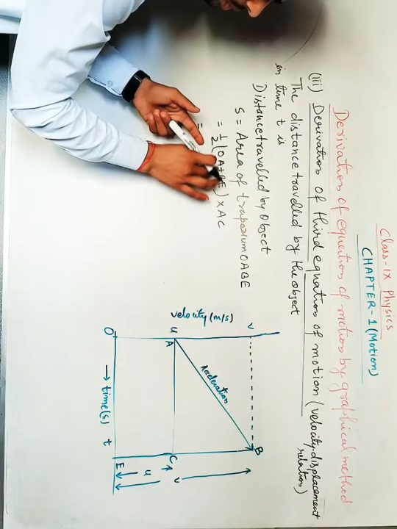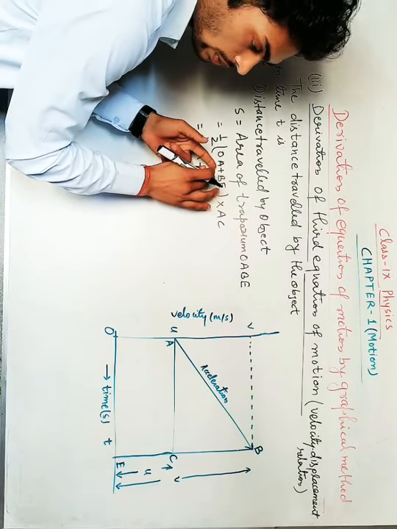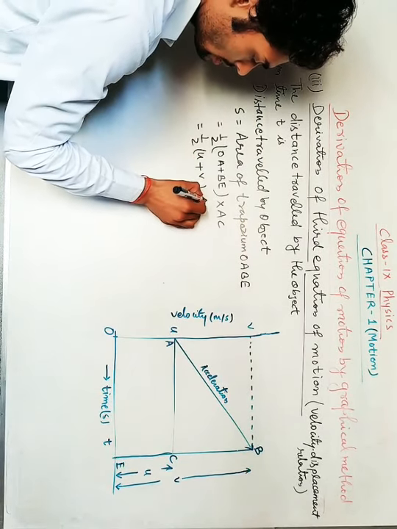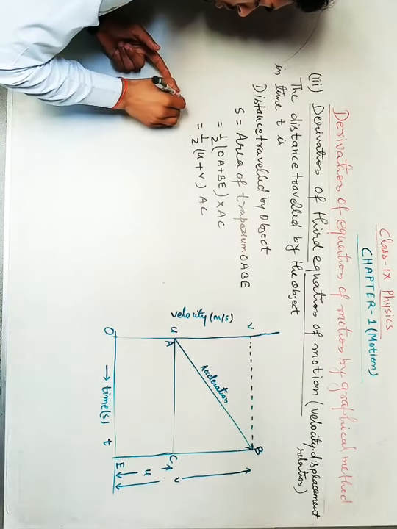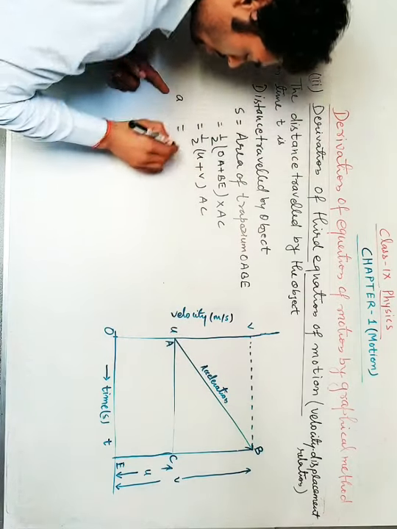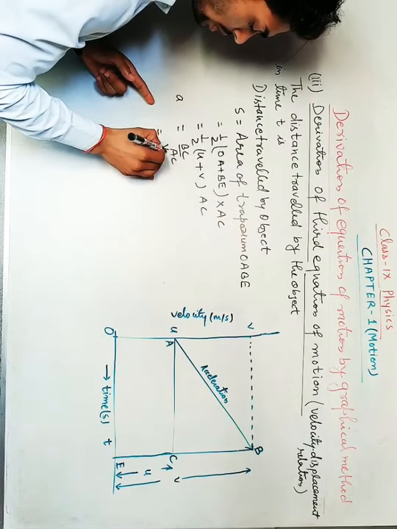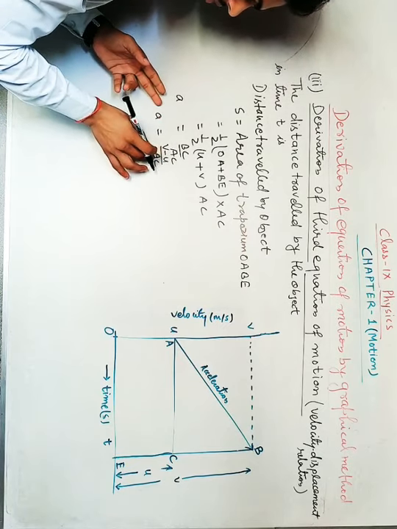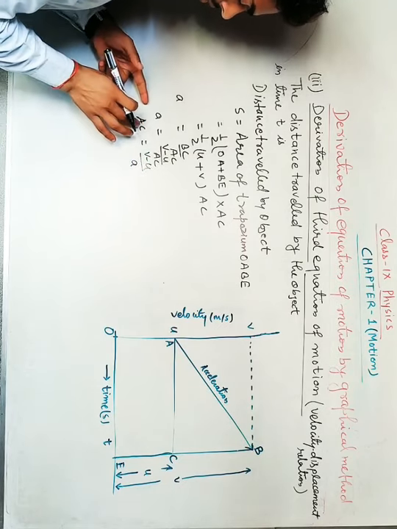Then put the values of OA and BE. The value of OA equals U, the initial velocity, plus the value of BE equals V, the final velocity, and AC. So first we have to find the value of AC. From the first equation of motion, A equals BC by AC, and the value of BC equals final velocity minus initial velocity. So AC equals V minus U upon A.